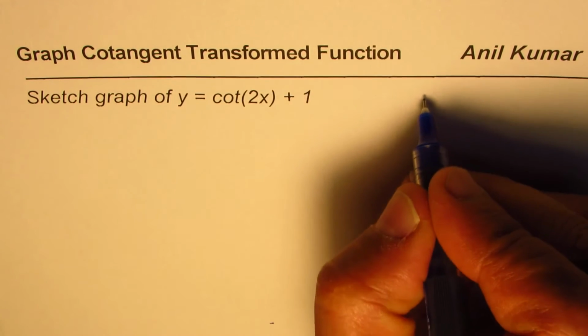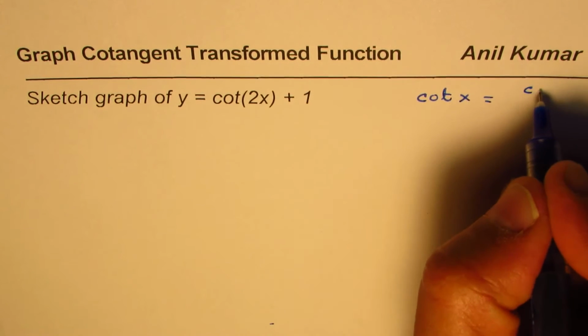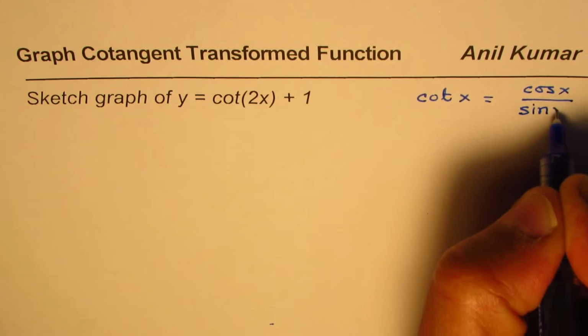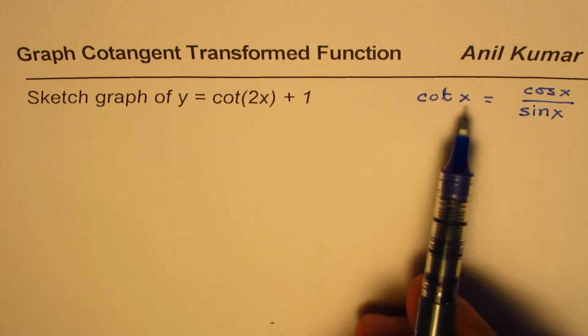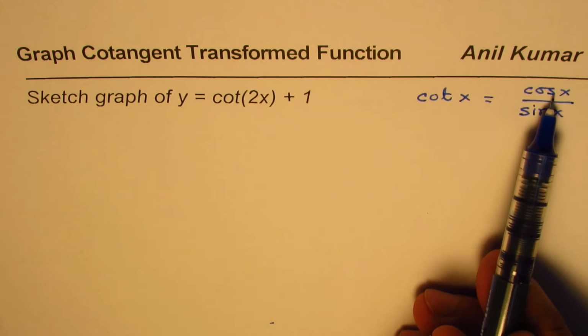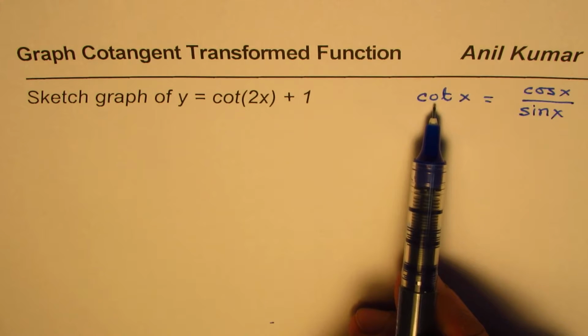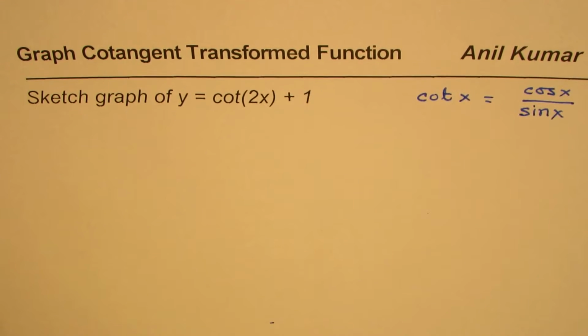Now as you know, cotangent of x is the ratio of cos x and sin x, right? So it really means that all the zeros of cotangent x are the same as the zeros of cosine x, and all vertical asymptotes for cot x will be the same as the zeros of sin x, correct?